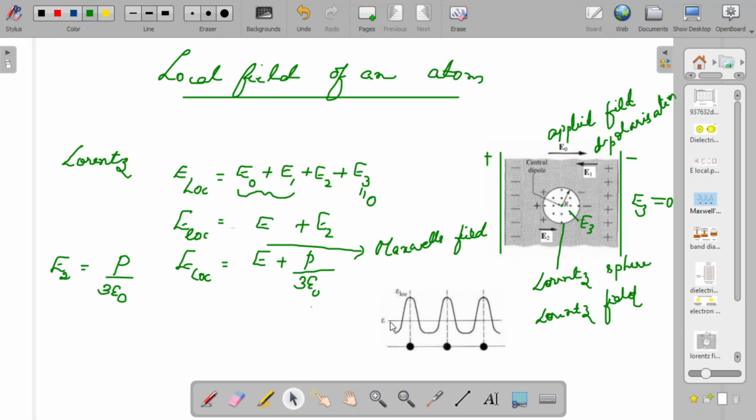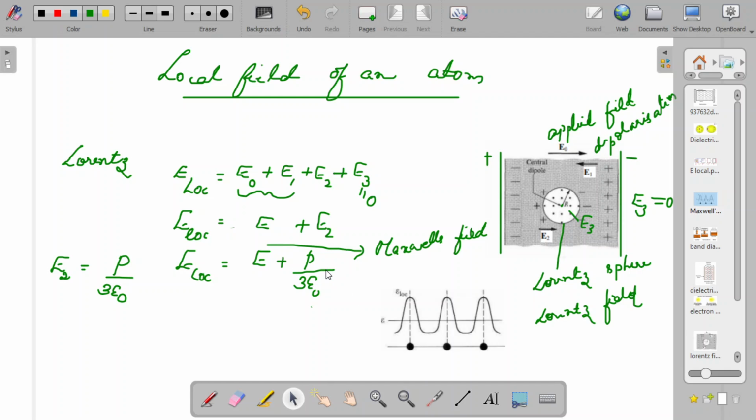And here you can see E is a constant field, right? So E doesn't have any variation because the applied field E0 is the same, it is not changing. Depolarization field E1 is not changing. So E is a constant field, represented by a straight line. And you have this P by 3 epsilon 0. This polarization vector changes depending on the crystal structure: near the atom it will be high, and away from the atom, obviously, it will be low.